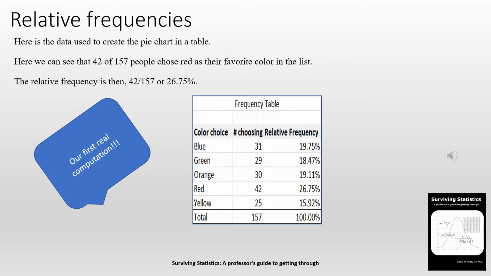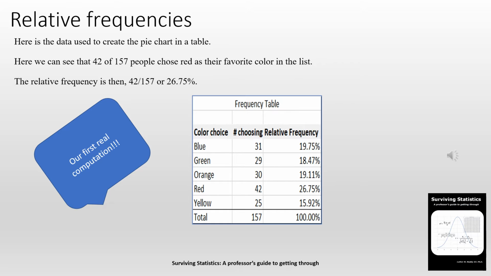Here we have a frequency table that displays the data that I used to create the pie chart that we just looked at. You'll notice that in the table we have the color choice, and then we have the frequency, the number that chose that particular color, and we have a total down at the bottom. The column on the far right is the relative frequency, and the relative frequency is just like the percentages that we saw with the pie chart.